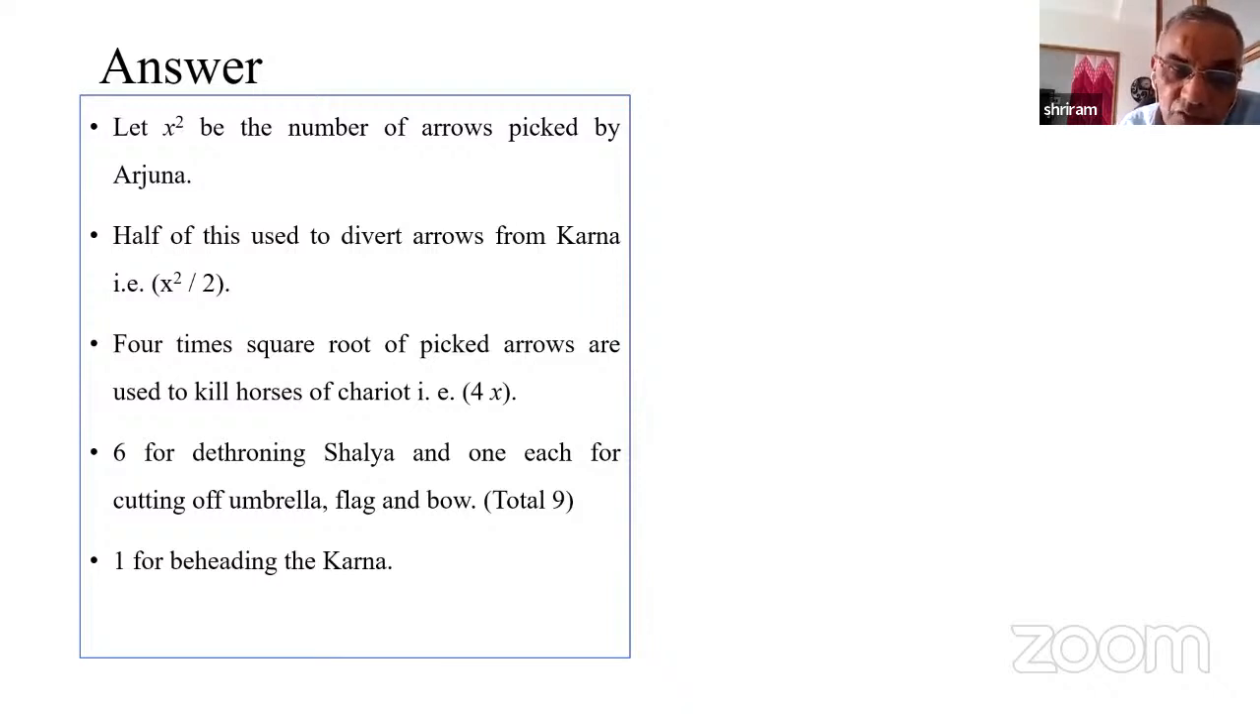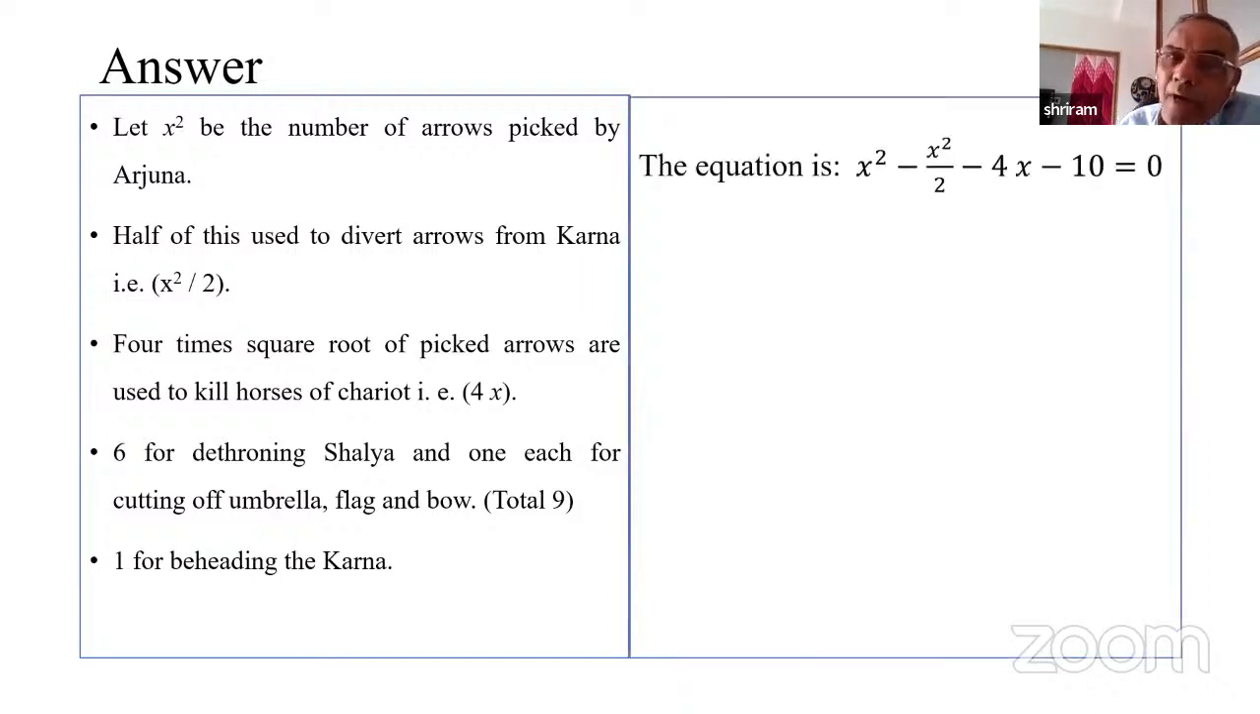6 for Shalya, 1 each for umbrella, flag, and bow means 9, and 1 for beheading Karna means 10. So what Arjuna has done: if he picks x square arrows, he is using x square by 2 for some purpose, 4x for another purpose, and 10 for the last purpose. So I will get a quadratic: x square minus x square by 2 minus 4x minus 10 equal to 0, because it is said all are used and nothing remains with him.